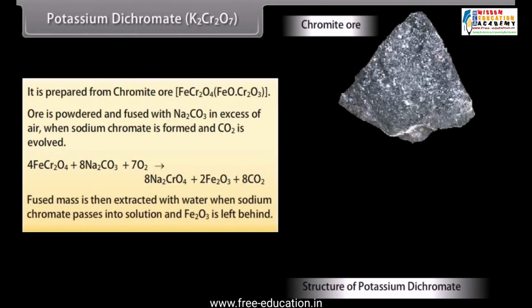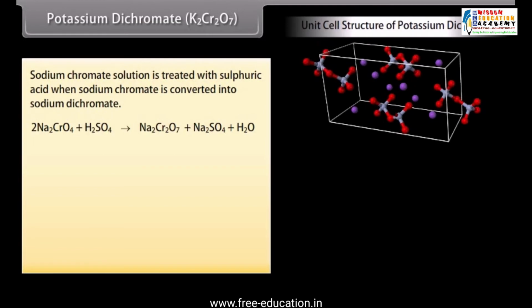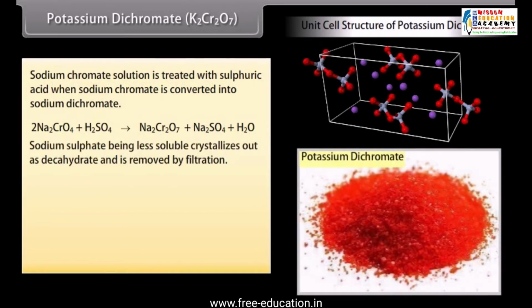Fused mass is then extracted with water when sodium chromate, being soluble in water, passes into solution and Fe2O3 is left behind. Sodium chromate solution is treated with sulfuric acid when sodium chromate is converted into sodium dichromate. Sodium sulfate, being less soluble, crystallizes out as decahydrate and is removed by filtration.